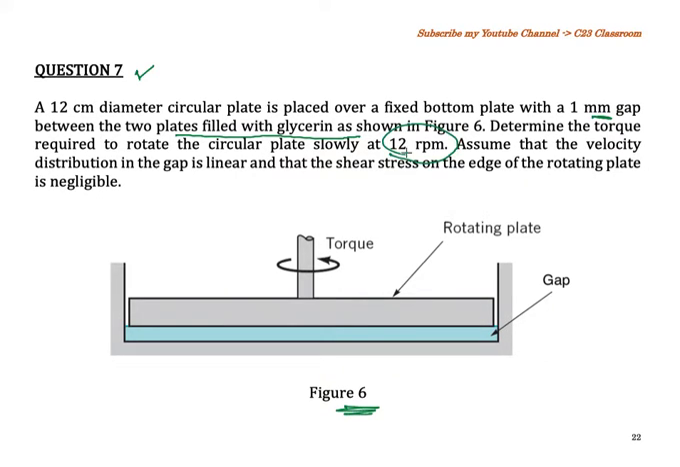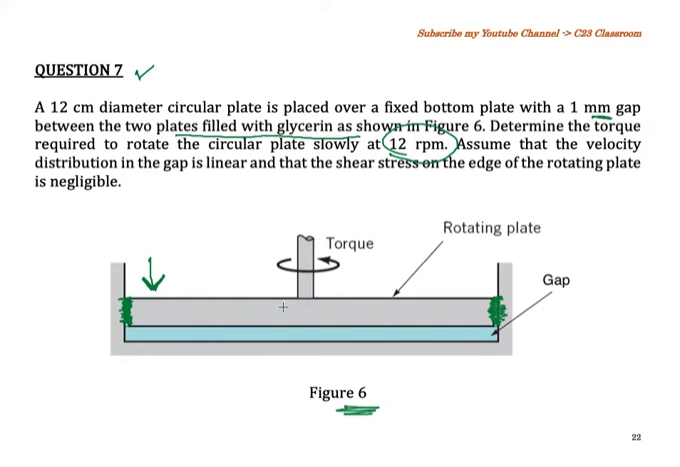So this means that in this question they use rpm to show the rotational speed instead of using radians per second. Assume that the velocity distribution in the gap is linear and the shear stress on the edge of the rotating plate is negligible. So here you need to understand that the design of this is slightly similar to the cylinder. However, if there is no liquid inside this gap, the idea for calculating the rotating cylinder cannot be used because the idea is totally different.